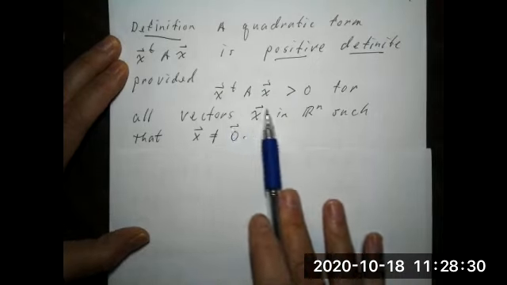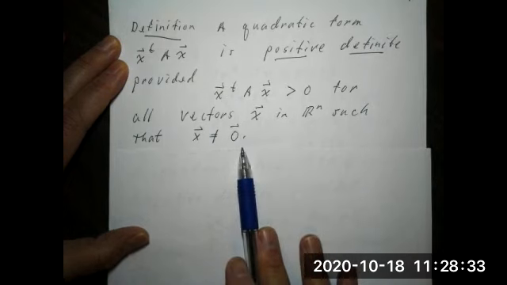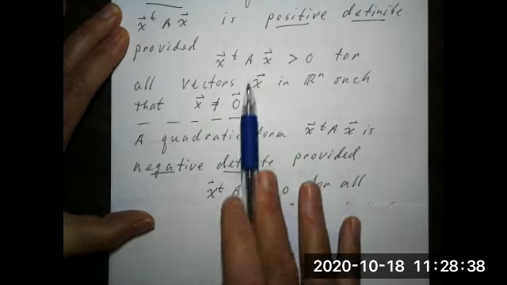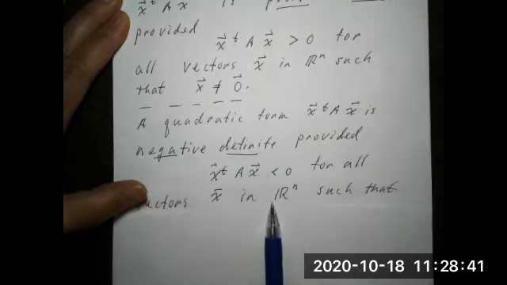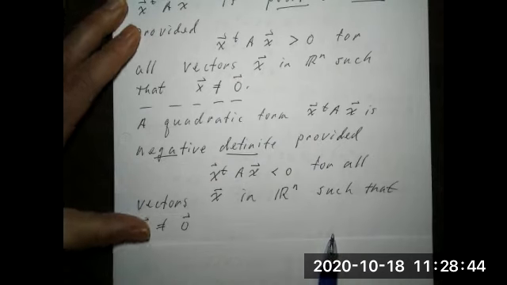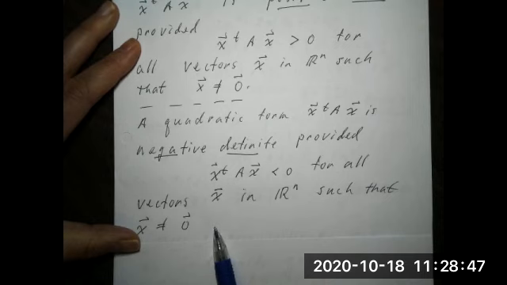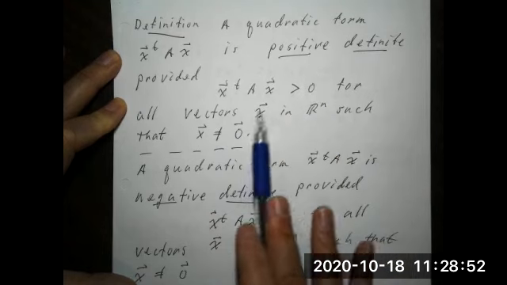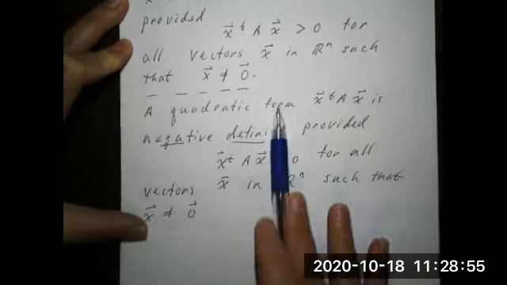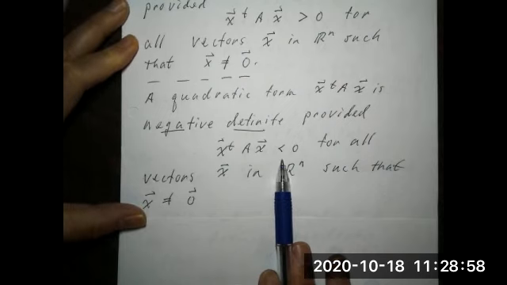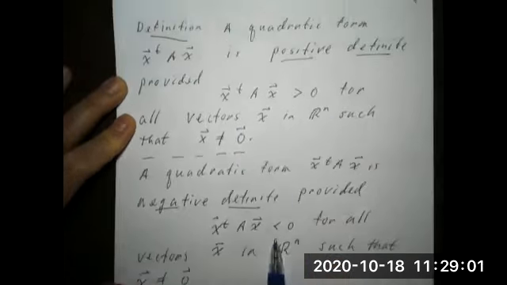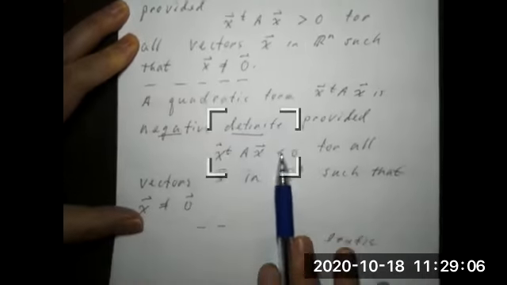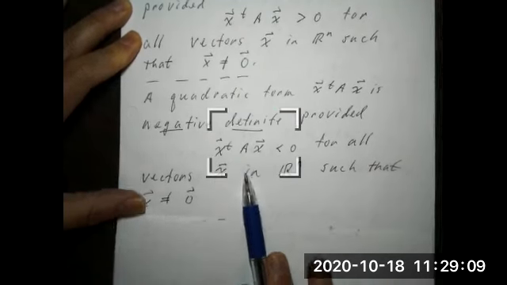If x is the 0 vector, this would all just collapse to be 0. A quadratic form is said to be negative definite provided x transpose A x is less than 0 for all vectors x in Rn such that x is not equal to the 0 vector. So a positive definite quadratic form in one dimension would simply mean a parabola opening up. A negative definite one would simply be a parabola opening down. In terms of our surfaces, a positive definite form would be a paraboloid opening up, and negative definite would be a paraboloid opening down.